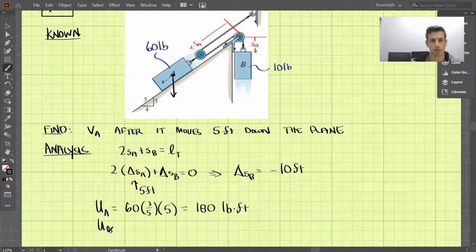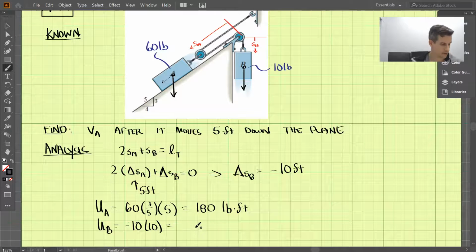Okay, and then U of B, the work of B. So the force is downward in this direction, 10 pounds, so the force is actually directed opposite of the direction of movement. So we need to throw a negative sign out front here. Negative 10 times 10, so that is a negative 100 pound-feet.